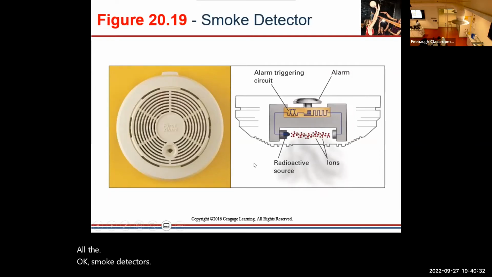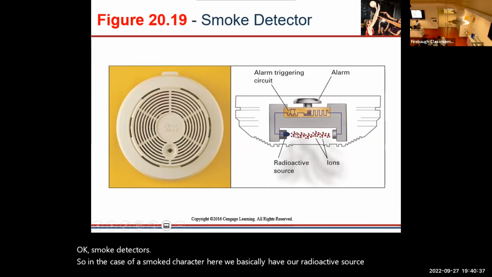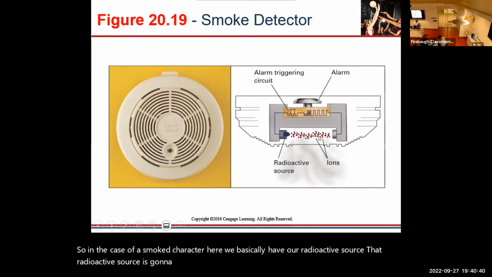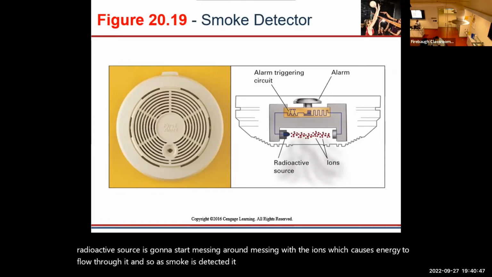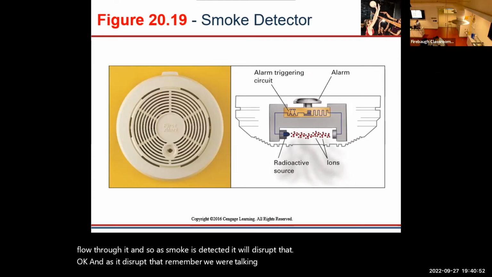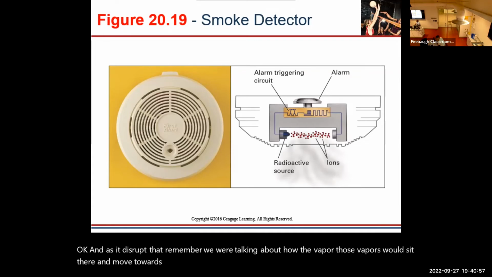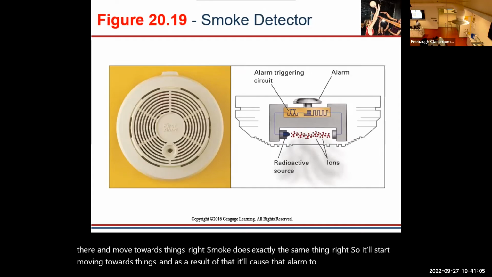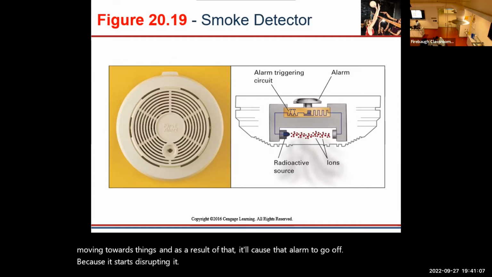In the case of a smoke detector, we basically have a radioactive source. That radioactive source ionizes the air, which causes current to flow. As smoke is detected, it will disrupt that. Remember how the vapor was being pushed in there? Smoke does exactly the same, so it starts moving toward it, and as a result it disrupts the current.